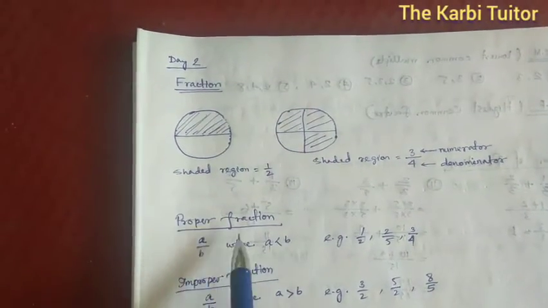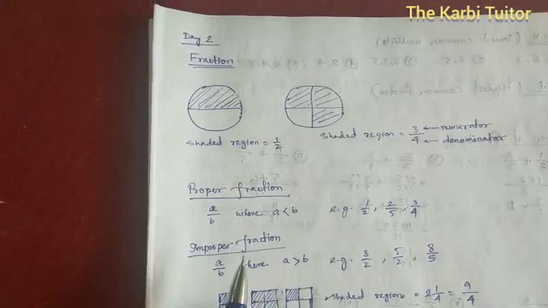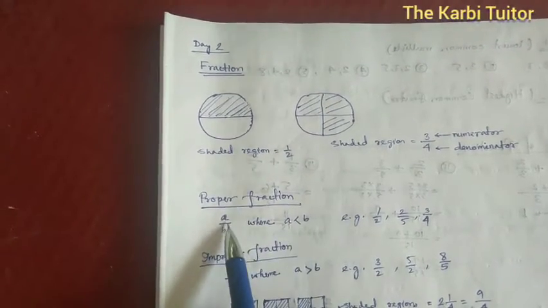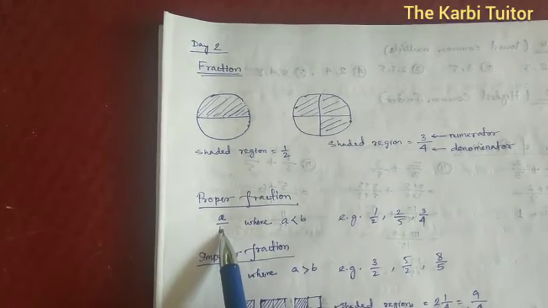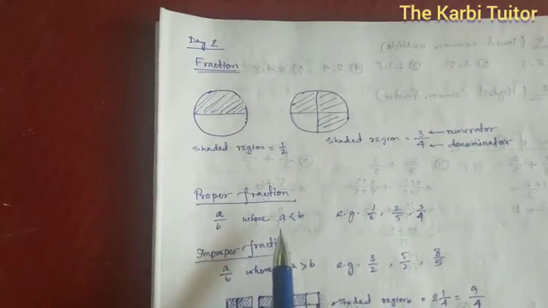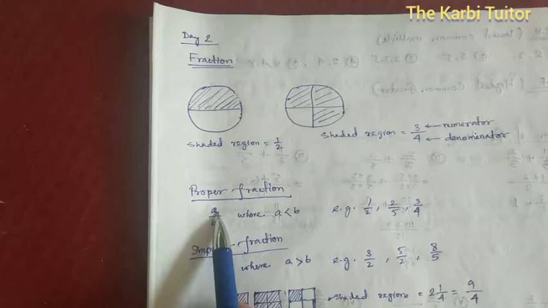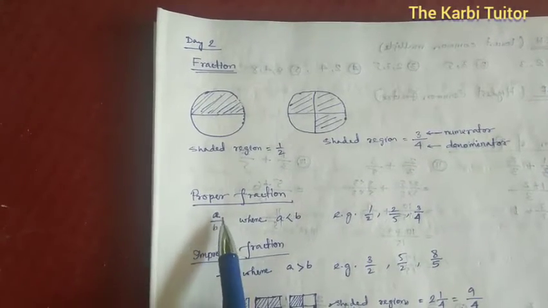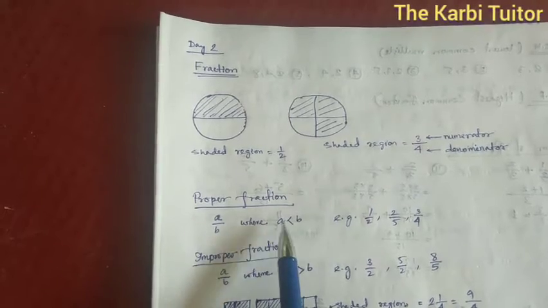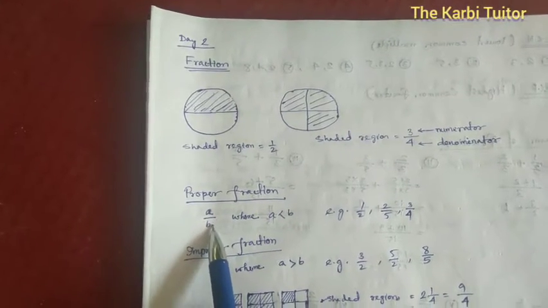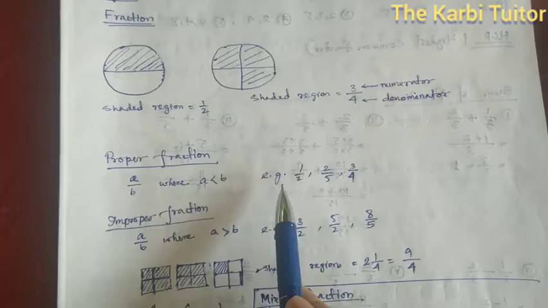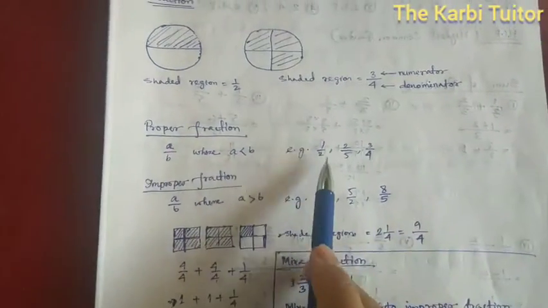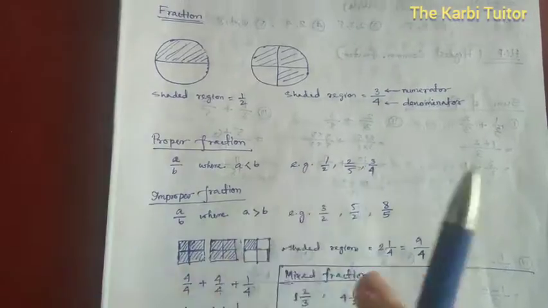Next, proper fraction. A fraction where the numerator is less than the denominator is called a proper fraction. Okay, see here, a is the numerator and b is the denominator. So a proper fraction means a is less than b, that means the numerator is less than the denominator. Example: 1 by 2, 2 by 5, 3 by 4. 1 is less than 2, 2 is less than 5, 3 is less than 4.